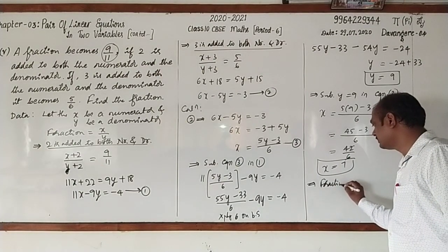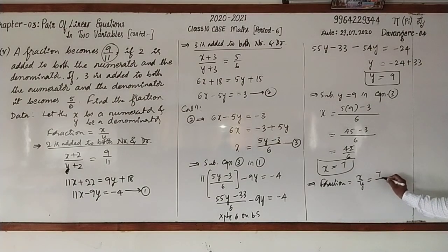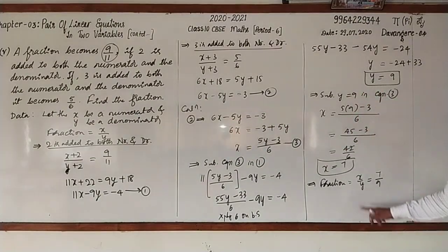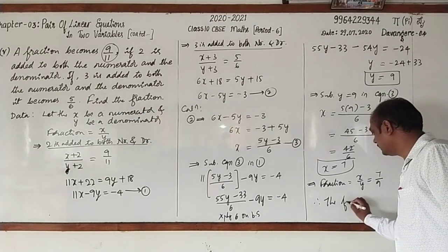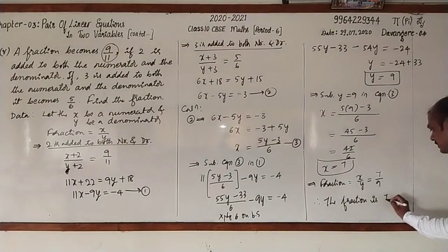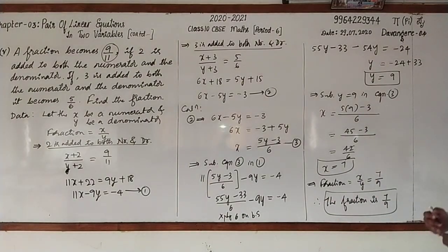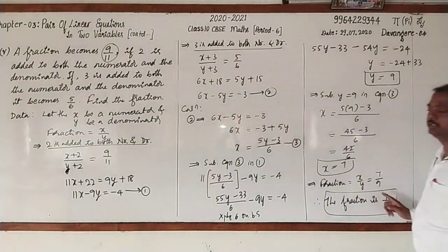Then what is the fraction? Fraction is x by y. What is x? 7. y? 9. Therefore, the fraction that we have found out is 7 by 9. Therefore, the fraction is 7 by 9. Understood? Yes. Please go for copying from there to here.